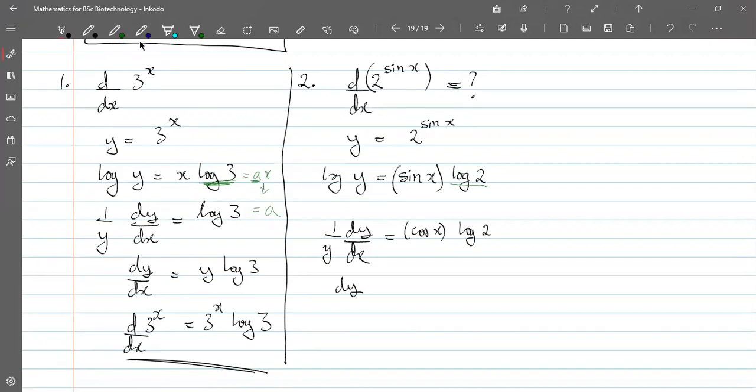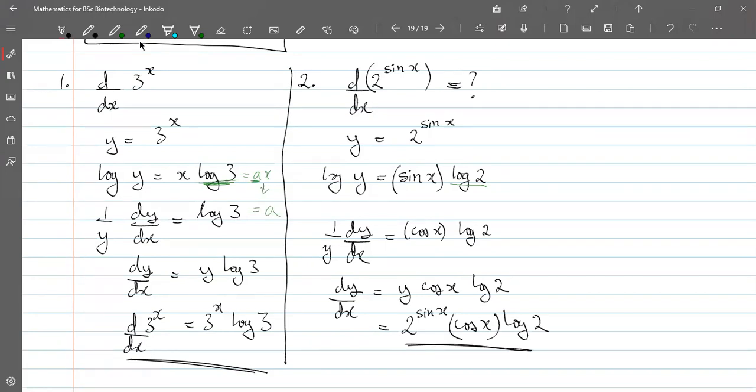So then dy/dx is equal to y cos x log 2. But again, don't let y remain in the answer. So y is 2 power sin x, right? So 2 power sin x times cos x log 2. Okay, so I hope this method is clear.